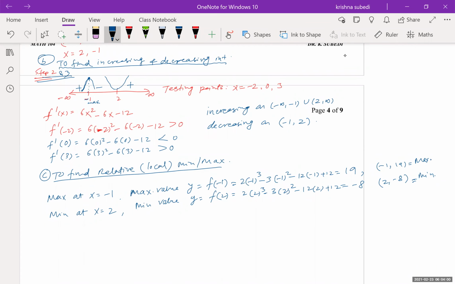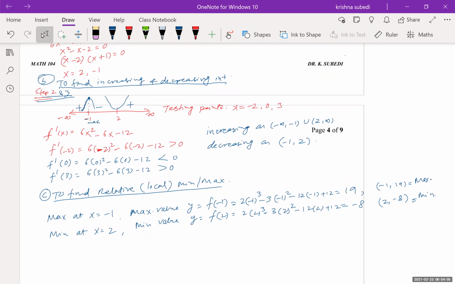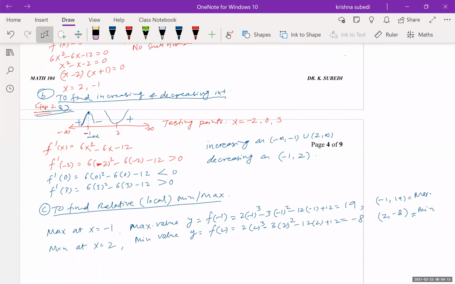Okay, all right, guys, this is the process to find minimum and maximum. We're gonna use those 4-step methods, and we find the minimum and maximum. And by the way, this method of testing minimum and maximum is called first derivative test. There is second derivative test.